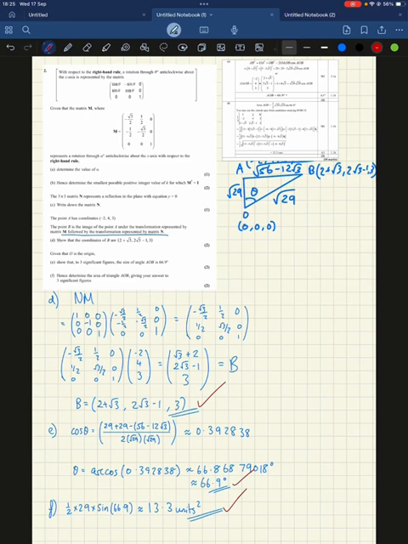Okay, well I hope this was helpful. This is now the end of Chapter 7 Linear Transformations in Core Pure 1. I hope it was helpful. Bye.